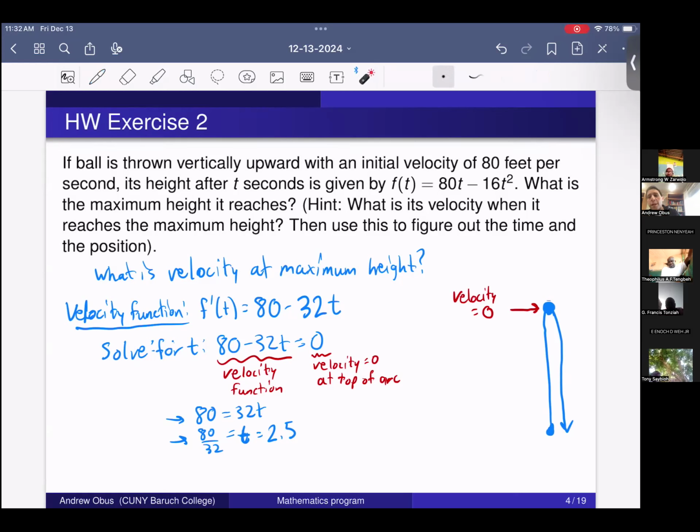So now let's remember, what does the question ask? The question says, what is the maximum height? So we have kind of three steps. One, what is the velocity at the maximum height? Two, this gives us that t equals 2.5 at the maximum height.